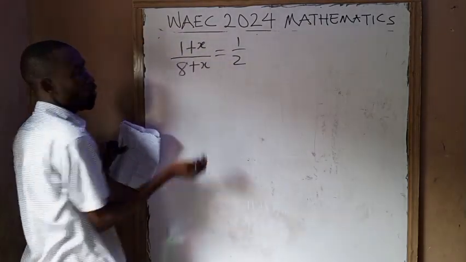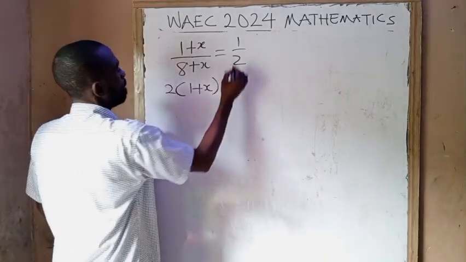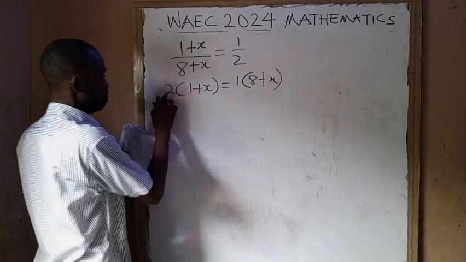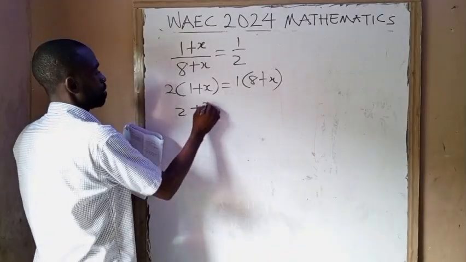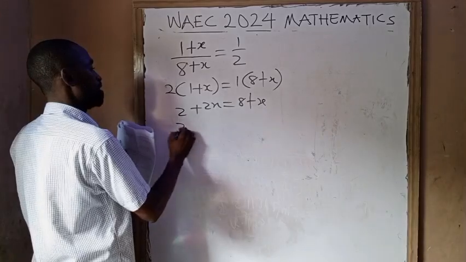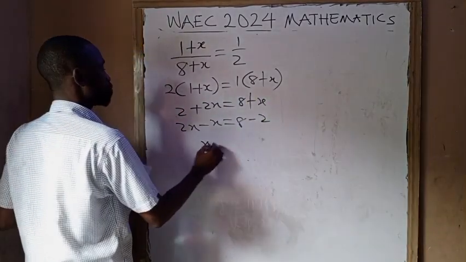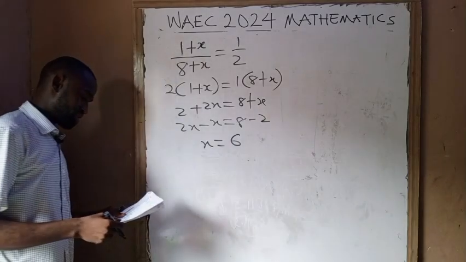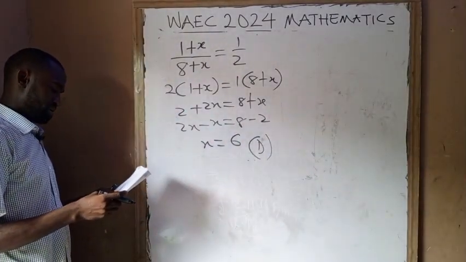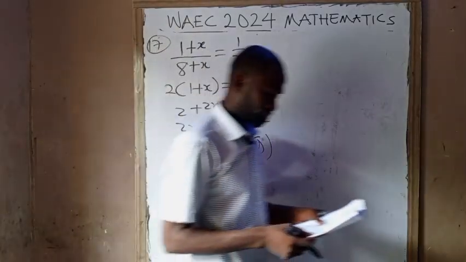So next thing, we'll cross multiply. So we have 2 bracket 1 plus x equals 1 bracket 8 plus x. Open bracket, 2 plus 2x equals 8 plus x. So we'll bring this one here. 2x minus x equals 8 minus 2. This will be x equals 6. So our answer is D. So 17 is D. Then number 18.